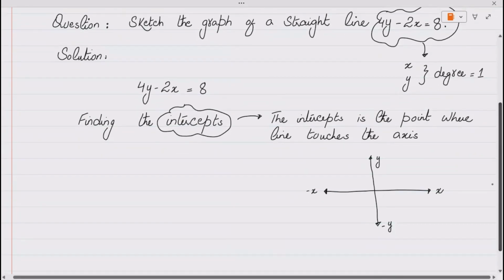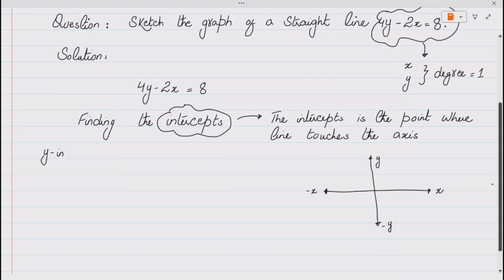So let's see how we can find the intercepts of a straight line. So let's first find the y-intercept, i.e. we are going to find the point where our line cuts the y-axis. So to find the y-intercept, we have to put x equals 0. So for the y-intercept, we have to take x equals 0 and put it in our equation.